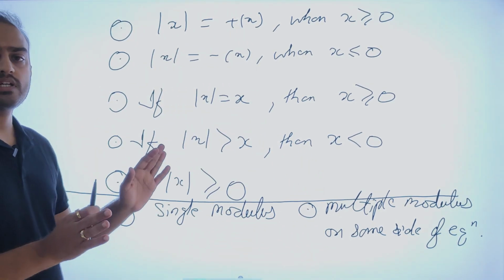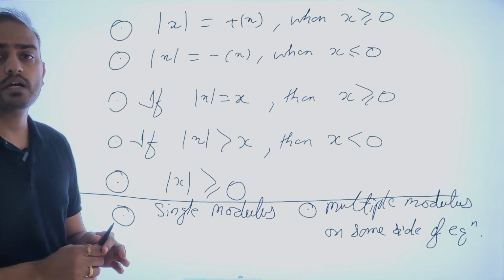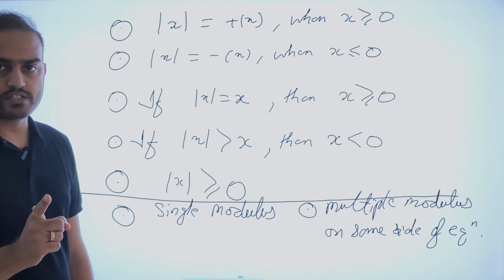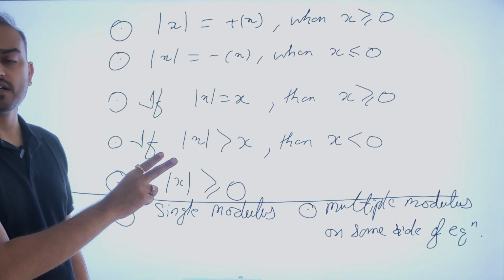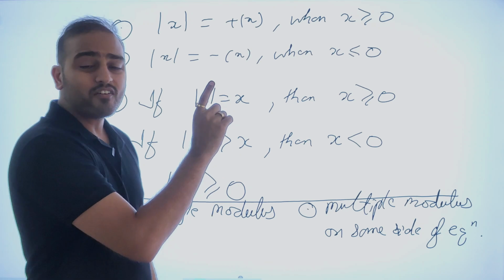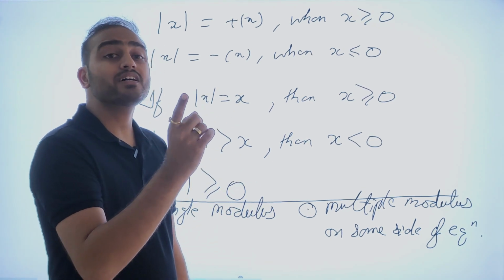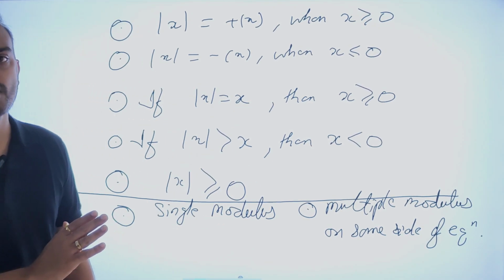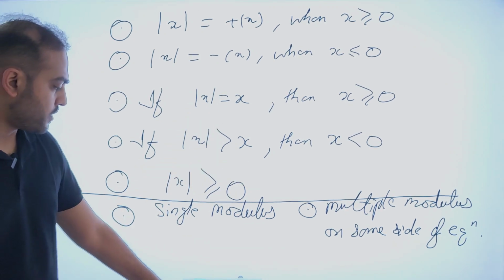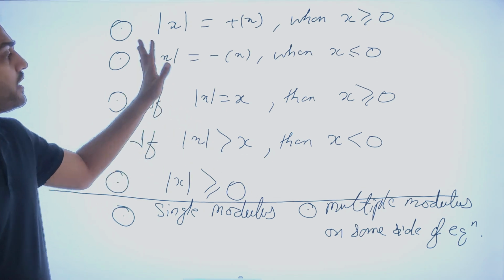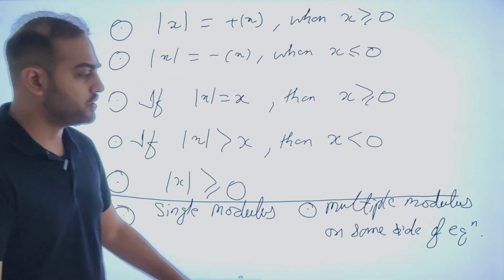You use this method of breaking the modulus into two parts if you have a single modulus in the question. Then it doesn't matter what side of the equation it is on, quickly break it into two parts and solve. Or you have multiple moduluses but on the same side of the equation. We'll look at this a little later. So I hope you understand method number 1 completely.